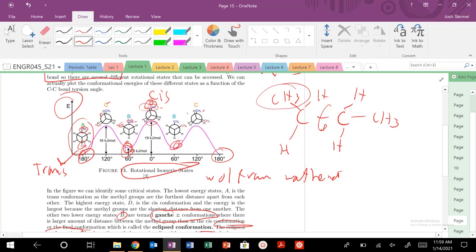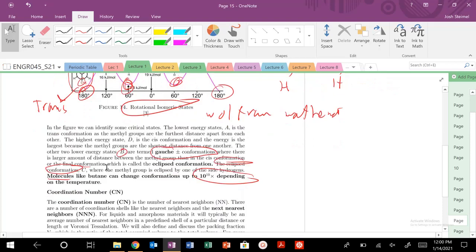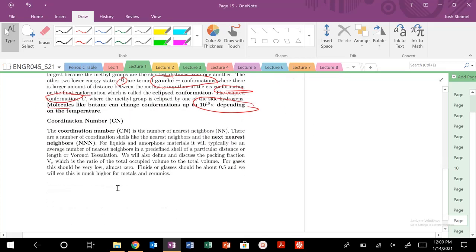Because again, in C, the CH and H are eclipsing each other. It's not as bad as the CH3, but still, we want our molecules to be nice and separated out, just like we've talked about in lecture. No one wants me invading their space. Now, next time we're going to get into structure, and one of the key components of structure is this coordination number, or number of nearest neighbors. That's going to be a key idea.